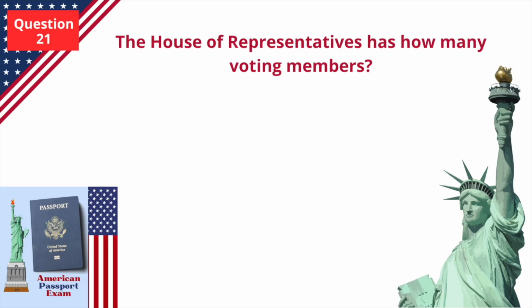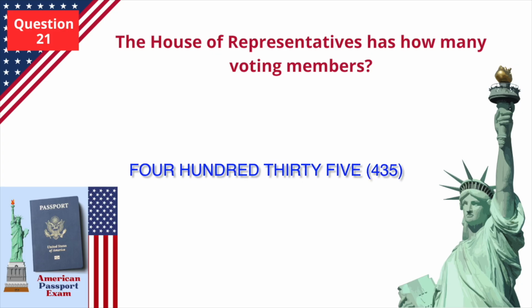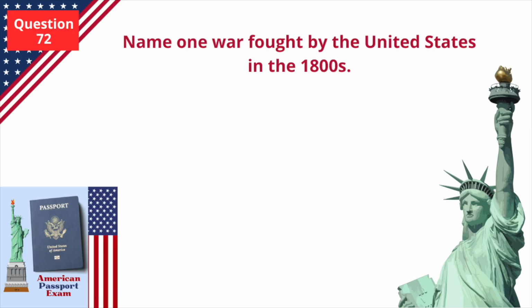The House of Representatives has how many voting members? 435. Name one war fought by the United States in the 1800s. Civil War.